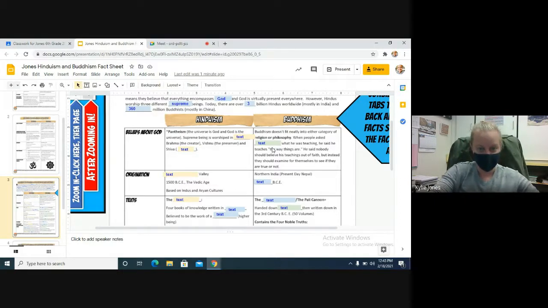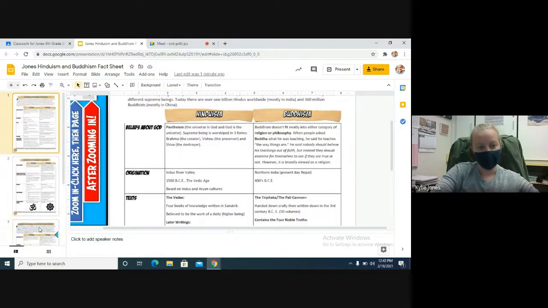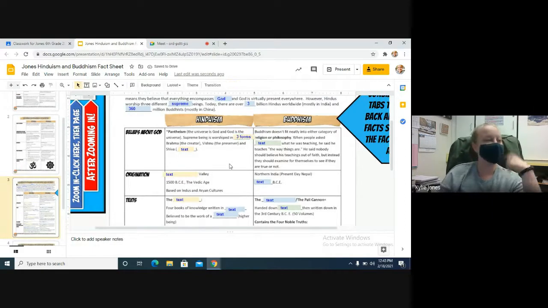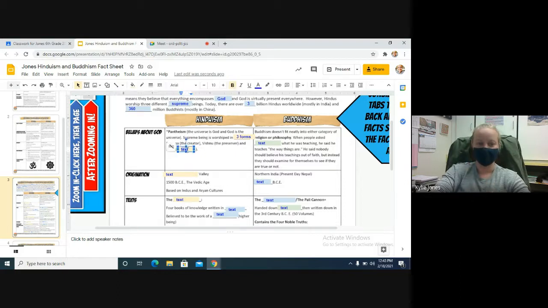So what's that first blank there? The first one is one. Worshipped in 3 forms. Good. So there are 3 forms of beings that they worship. Brahma, the creator, Vishnu, the preserver, and Shiva, the destroyer. One of the beings creates everything. One preserves everything and makes sure that everything is going okay. And one destroys everything. So the creator, the preserver, and the destroyer. They believe in those 3 things as the higher powers.